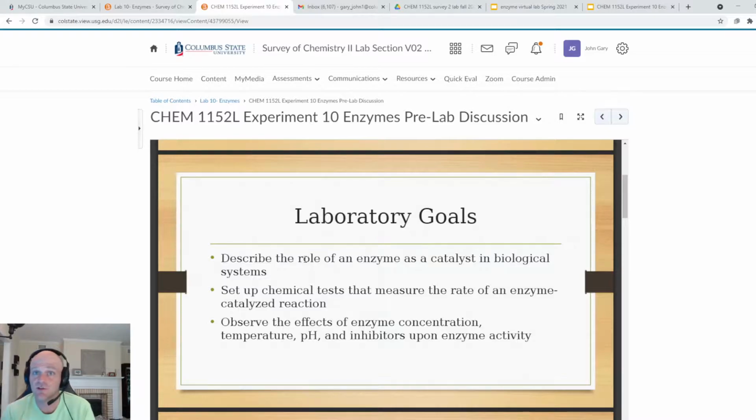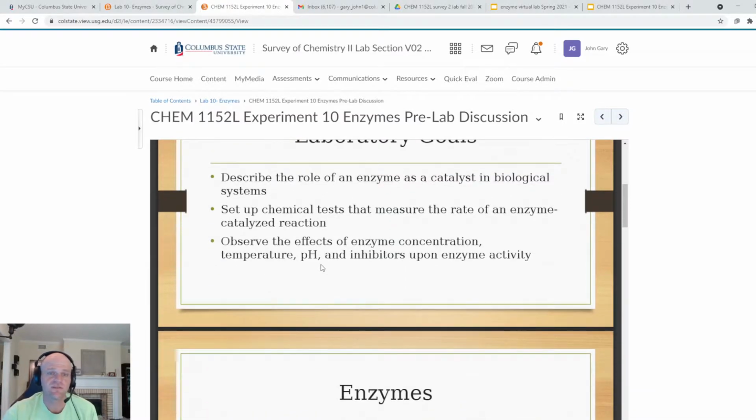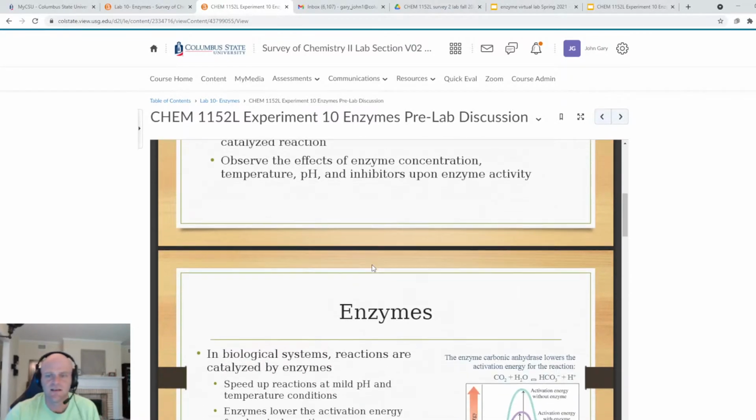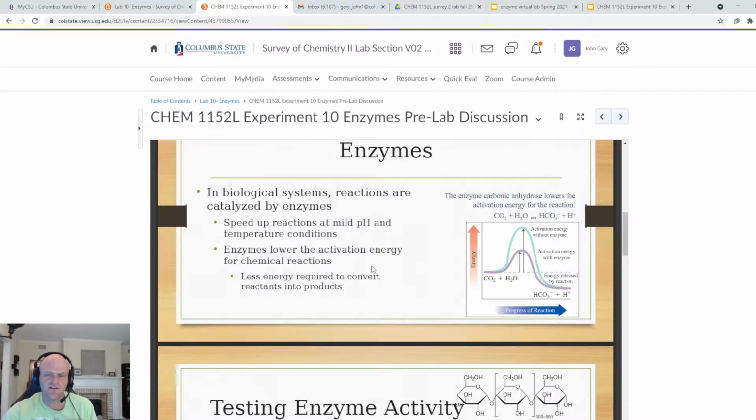I was just going to say that you can go back in your text and find earlier sections that introduce the enzyme and talk about some of the more basic definitions for what an enzyme is. So the laboratory goals for today are to describe the role of an enzyme in biological systems, which we will talk about, set up chemical tests that measure the rate of an enzyme catalyzed reaction, observe the effects of enzyme concentration, temperature, pH, and inhibitors upon enzyme activity. Now, I'll look through the pictures. I'm not sure that we're testing all of that, but we will look at a lot of that.